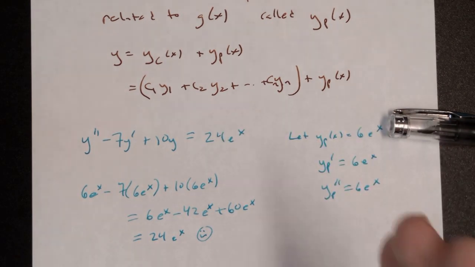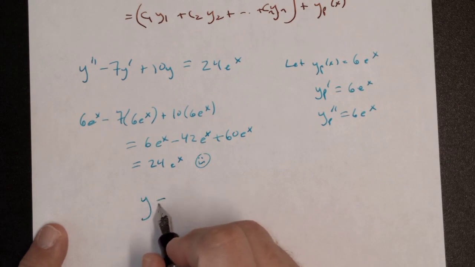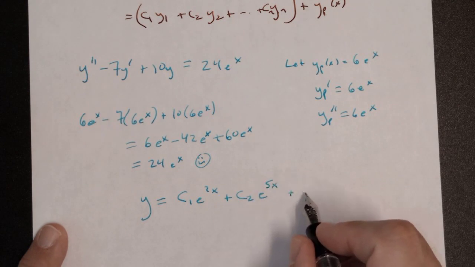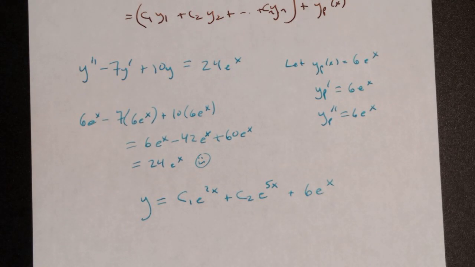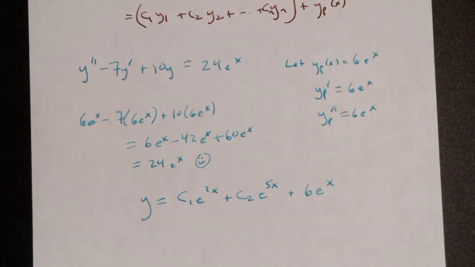But that means that if I want the total general solution to this, it looks like this. Where did that c1e to the 2x, c2e to the 5x come from? Well, that's something that when you plug it in to this equation, you get 0. So stuffing this into the equation adds 0 to your result. And since this piece gave me the 24e to the x, adding this in doesn't change that result.